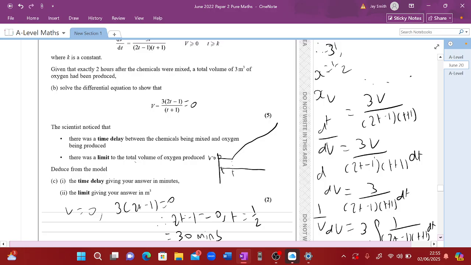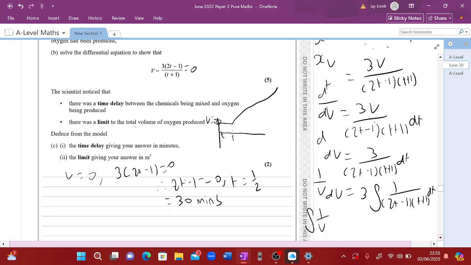So that makes sense, right? There's a 30-minute delay before v starts increasing. So v's 0 for 30 minutes, because it looks like this sort of graph here. v's 0 at this point, then it obviously goes up after the 30 minutes. So hopefully that made sense.